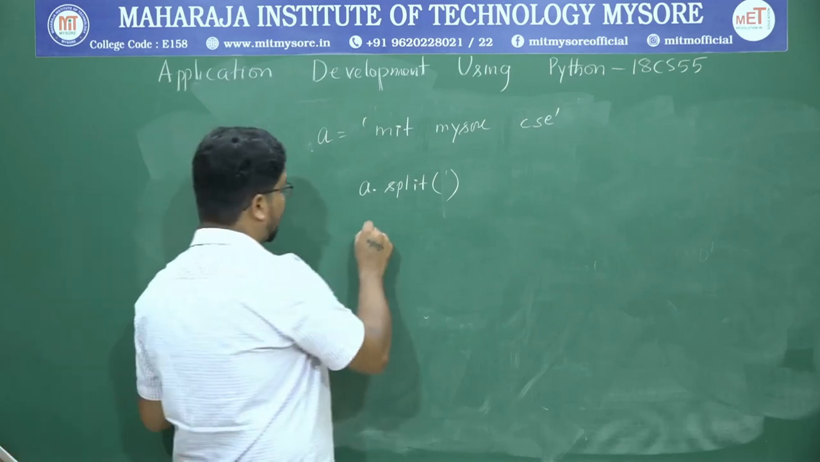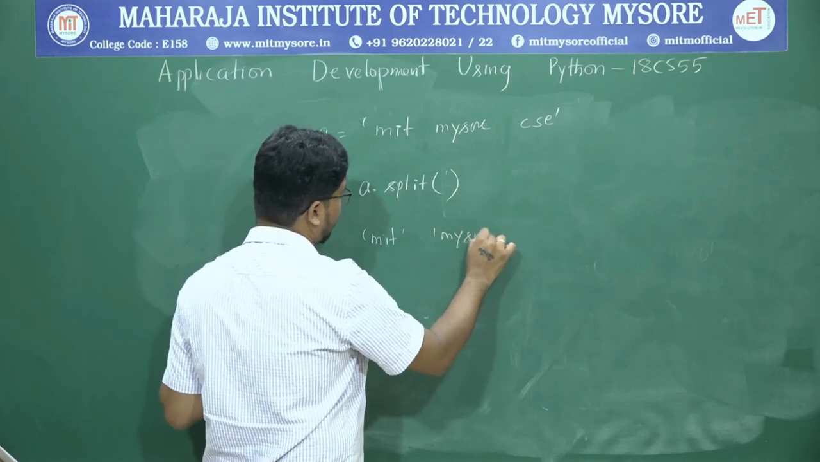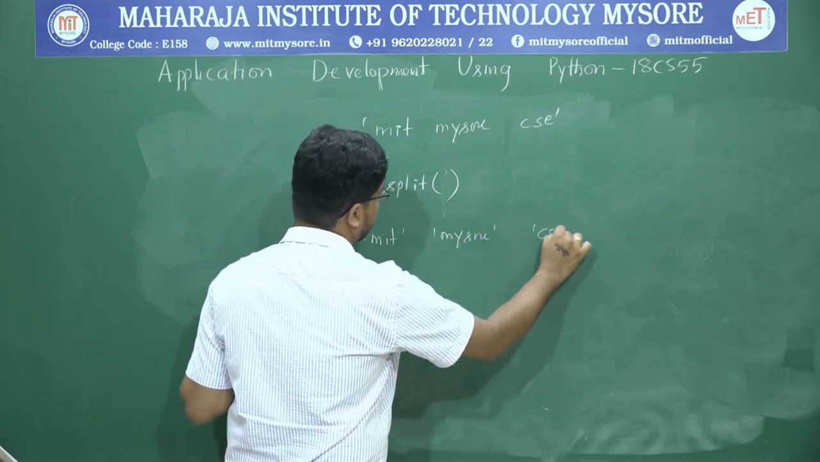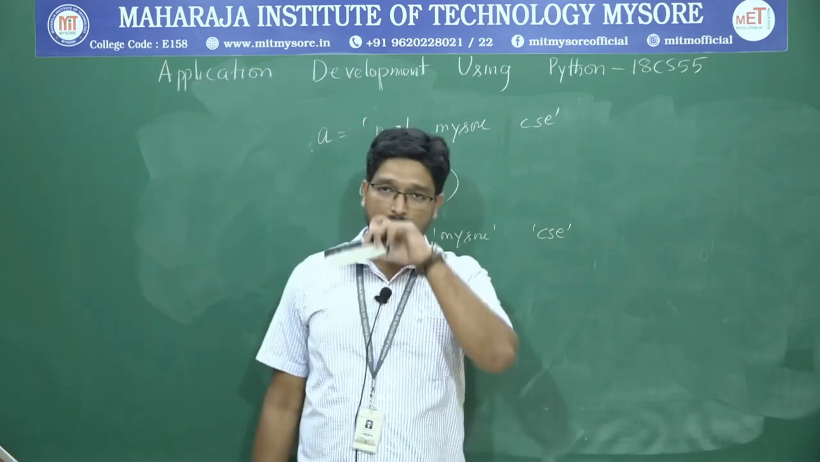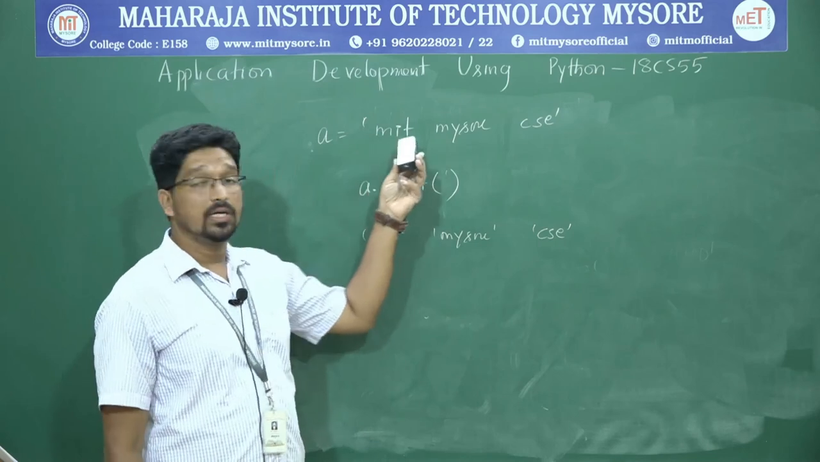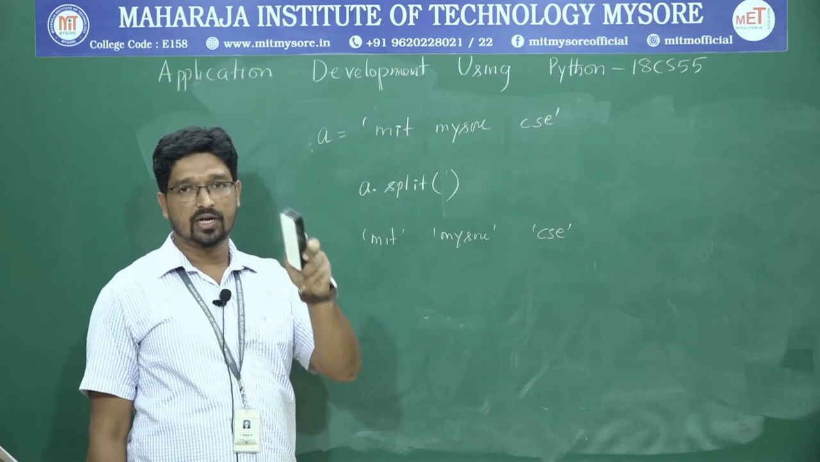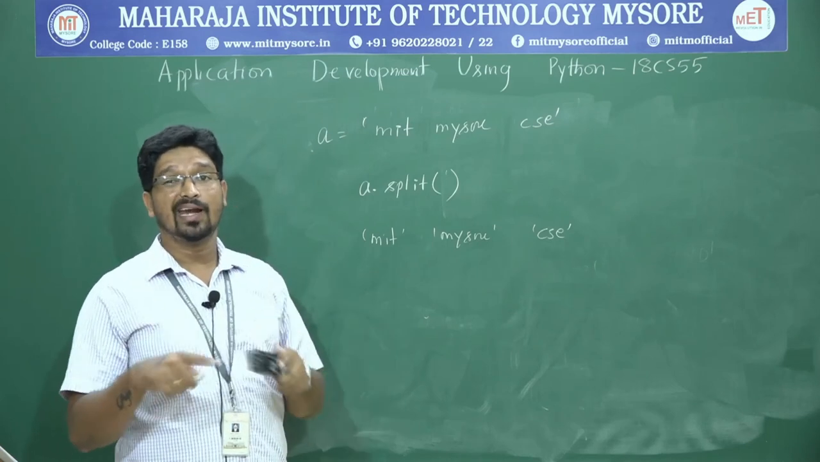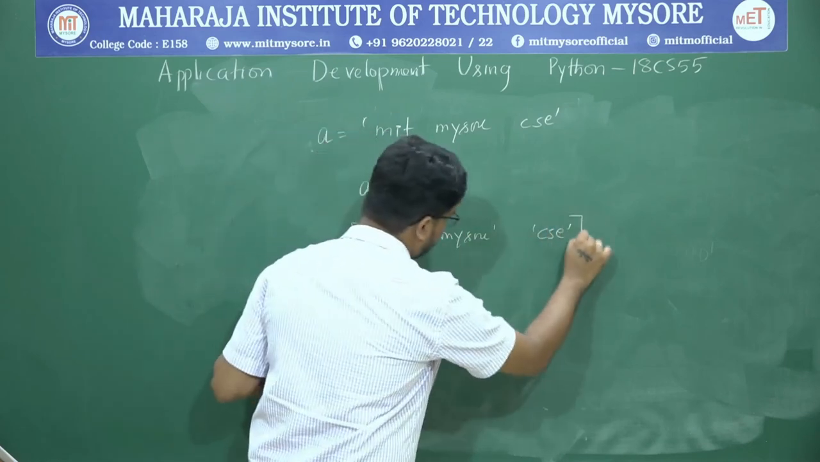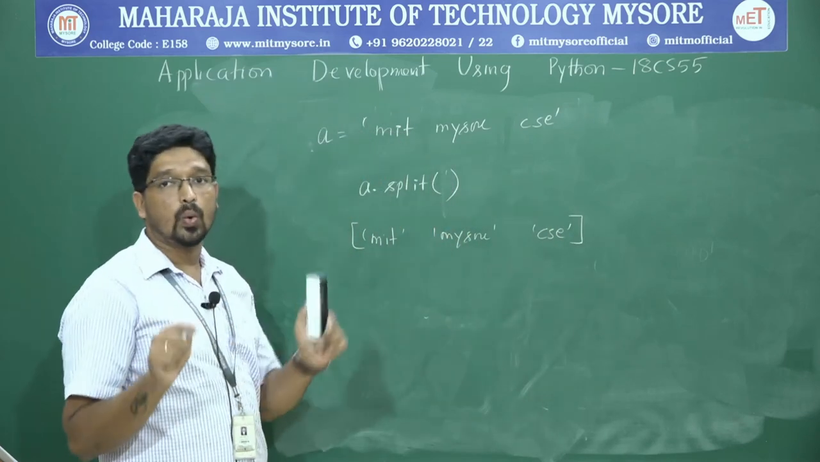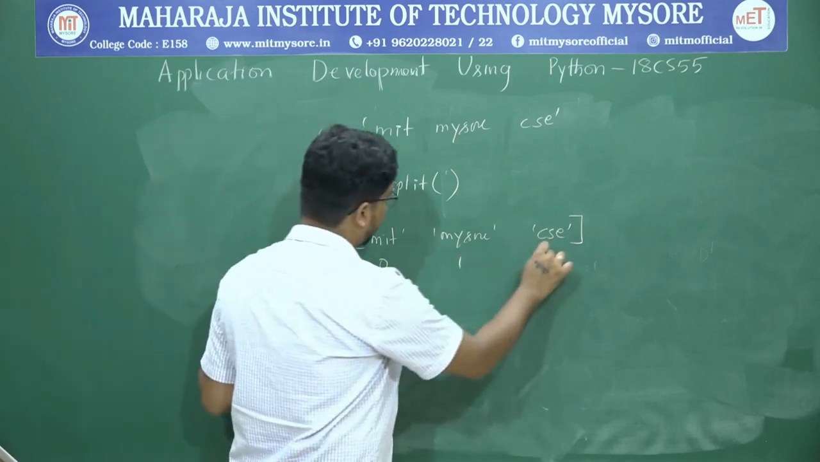You will get three strings: one is MIT, the other one is Mysore, the last one is CS. Instead of having one single string, now you have three strings. And just observe, when you split any string, it creates a new list. It is not just three strings. It is a list of strings, which means the list is enclosed with square brackets. It's a new list, with index 0, index 1, index 2.